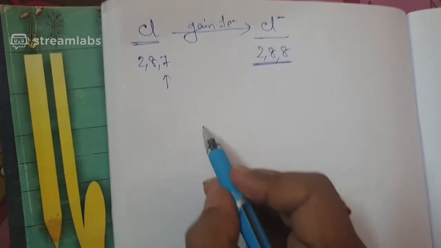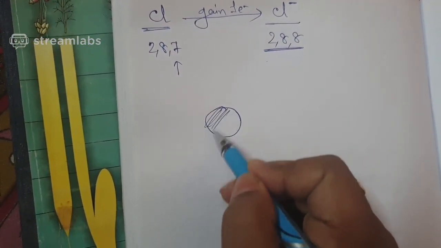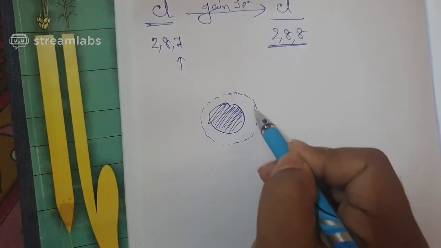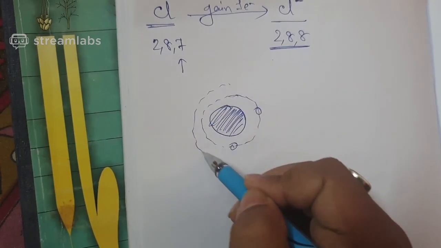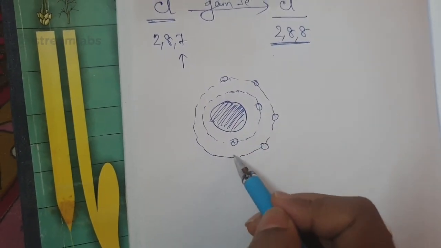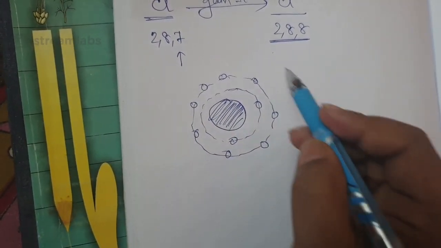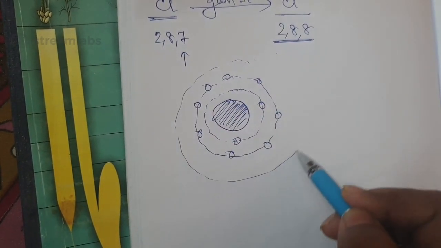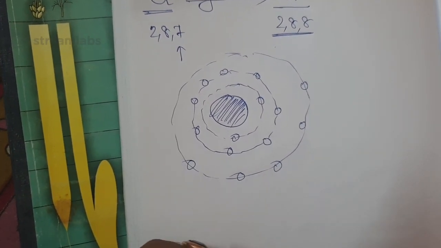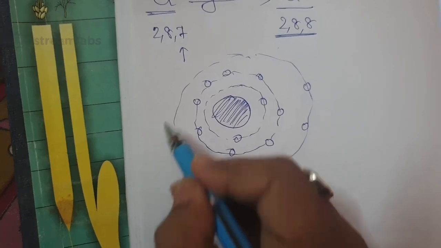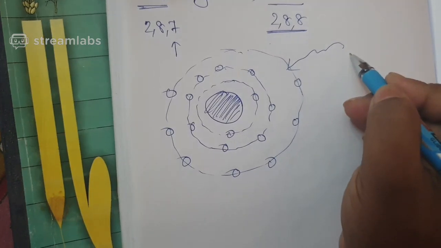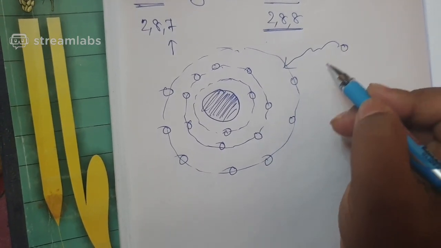Now, structure-wise, the neutrons and protons will be in the nucleus. I am not concerned about it much. Now, this is 2. Then 1, 2, 3, 4, 5, 6, 7, 8, and in the last shell also 1, 2, 3, 4, 5, 6, 7. Now it will take one electron, right? It will take one electron.